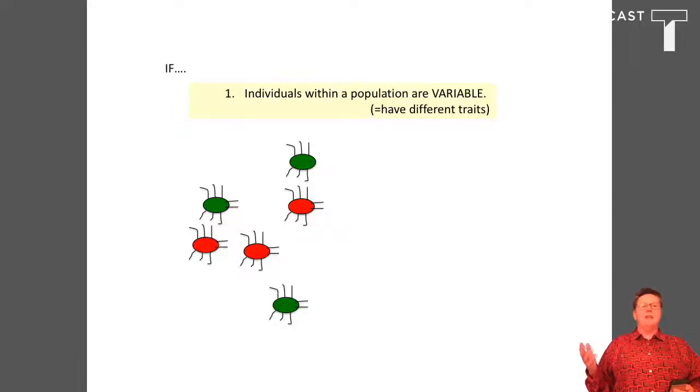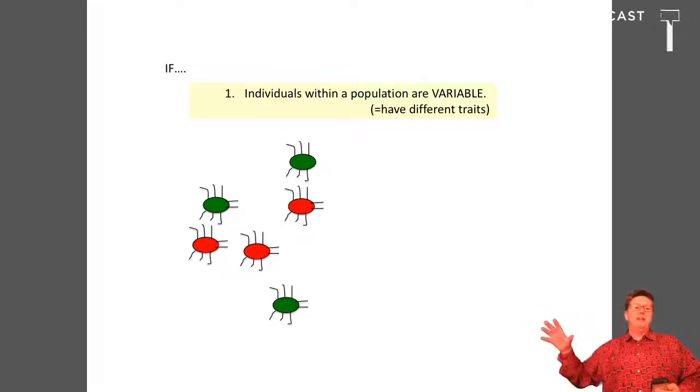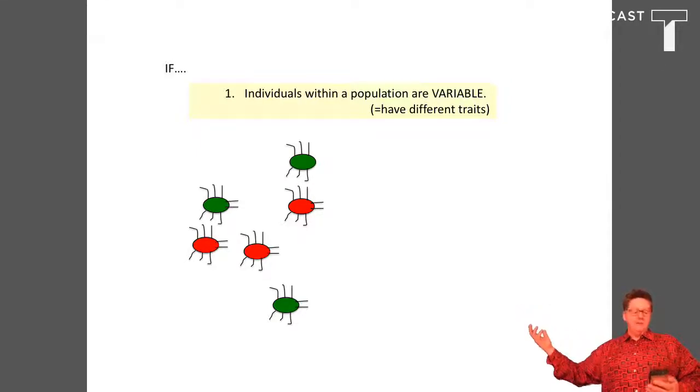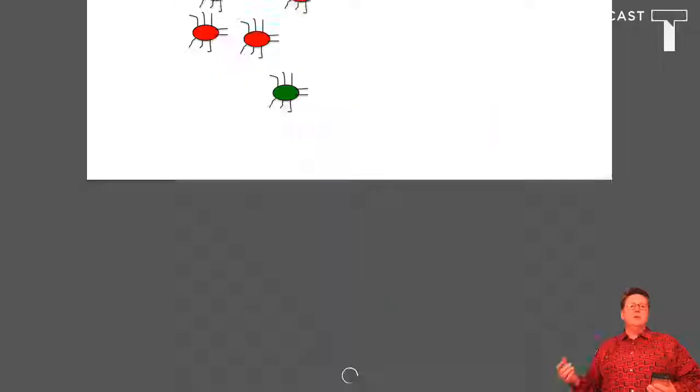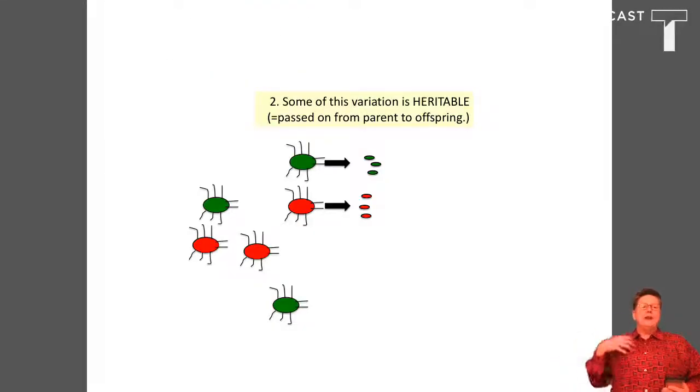So let's look at an example of natural selection in action with this cartoon example. Here we have individual bugs within a population, so all members of the same species, that are variable in some way. We can see we've got some green bugs and some red bugs here. The trait of having green or red pigment has to be heritable in some way, meaning it has a genetic basis, and therefore you can pass it on to your offspring.